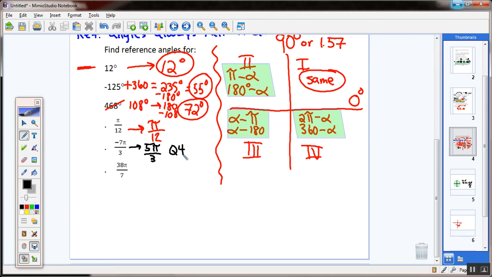5 pi over 3. Let's see. 2 pi is the same as 2 pi over 1. You want to subtract 5 pi over 3. Better make sure your denominators are both 3. So 2 pi over 1 would be the same as 6 pi over 3. For a reference angle, you're going to go 6 pi over 3. You guys agree that that's 2 pi, right? Minus our coterminal angle, which is 5 pi over 3. What's 6 pi minus 5 pi up top? Pi over 3. Okay? Holy cow.